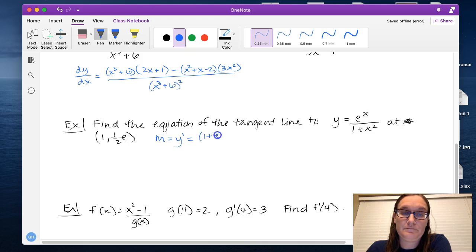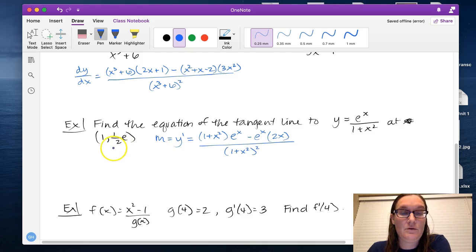Bottom times derivative of the top, derivative of e to the x is e to the x, minus the top, or, oh, for goodness sakes, bottom derivative of the top minus the top derivative of the bottom. There we go. All over the bottom squared.